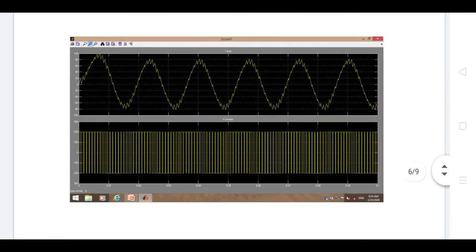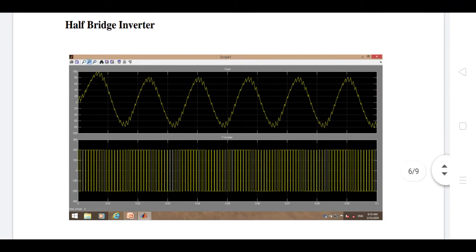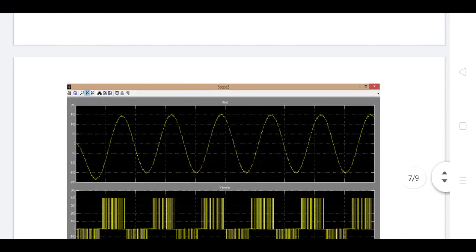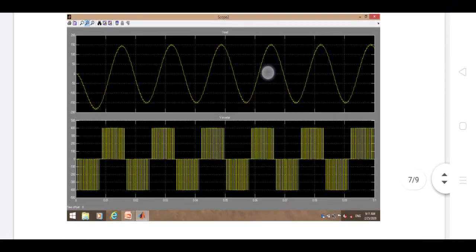This is the waveform of the half bridge inverter. The upper waveform is about the load current, and the lower waveform is about the voltage. And this is the waveform of the full bridge inverter.